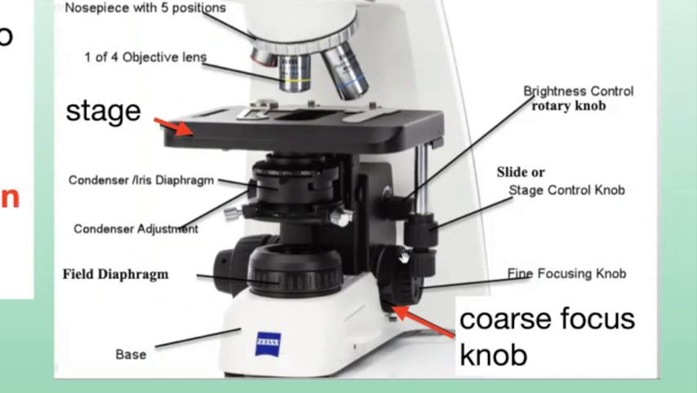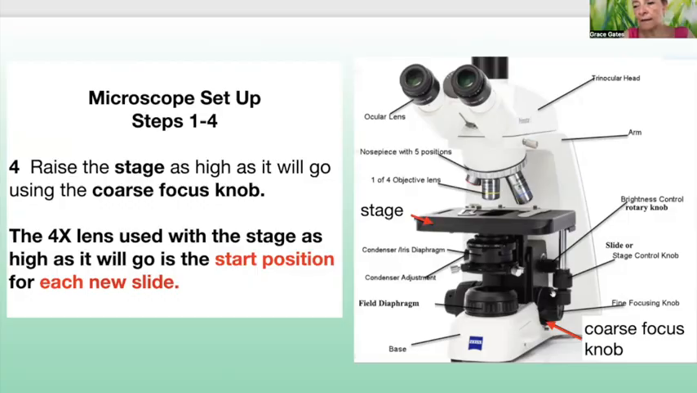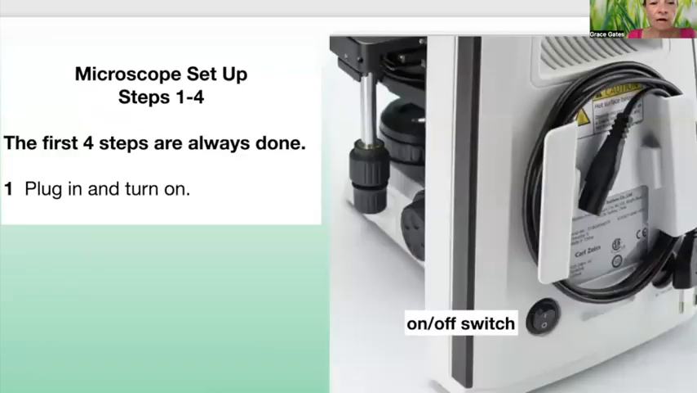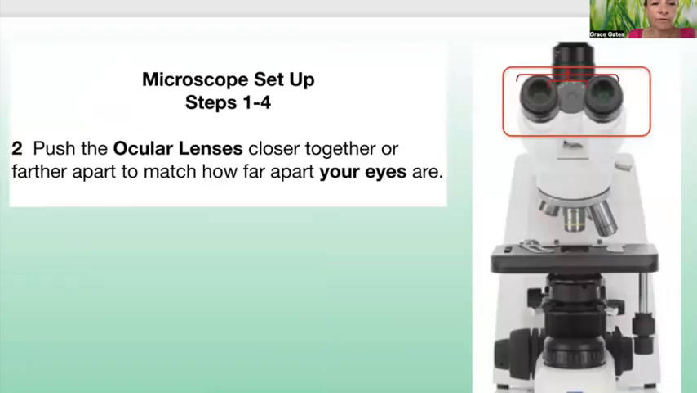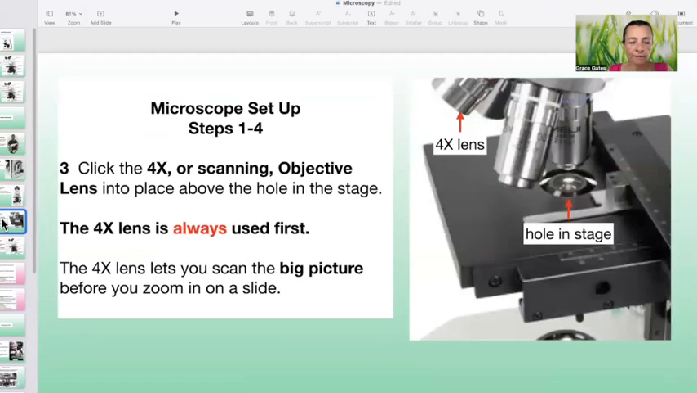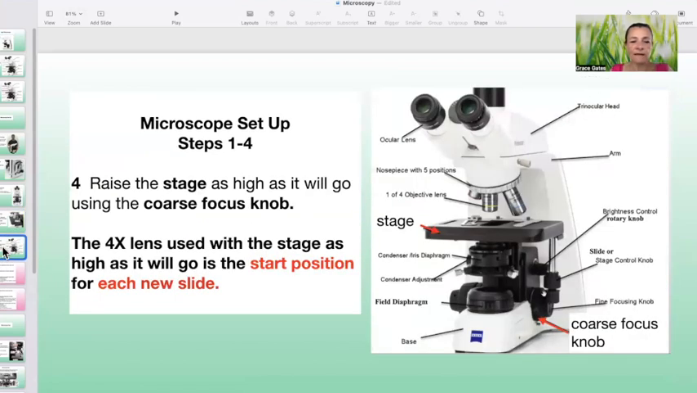You have the 4x lens in place, and the stage is as high as it will go. And this starting position is the position that you want to use for each new slide. It's not something that you set and leave that way. You go back to it with each new slide. And also each time that you're having any kind of problem with seeing your tissue on your slide, you go back to this starting position. So that's the setup. You turn it on, you pay attention to the width of the ocular lenses, you click the 4x or scanning objective lens into place, and you raise the stage as high as it will go.